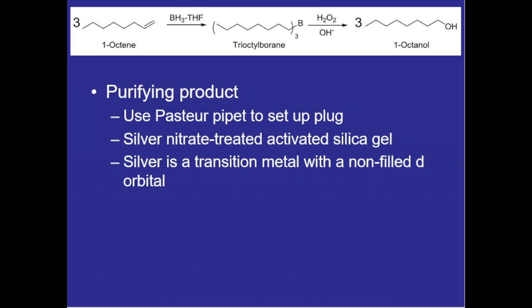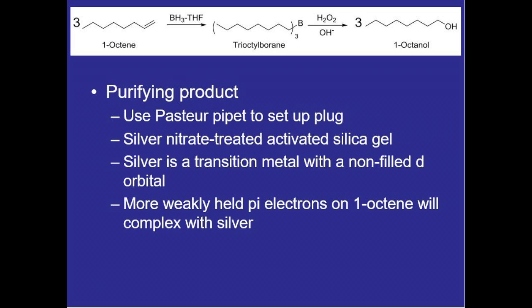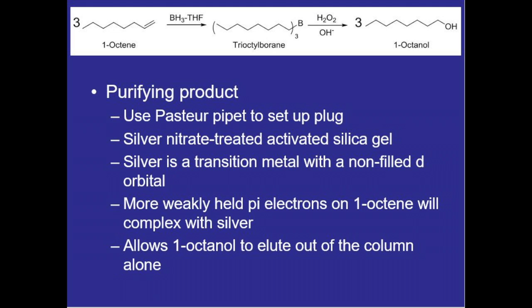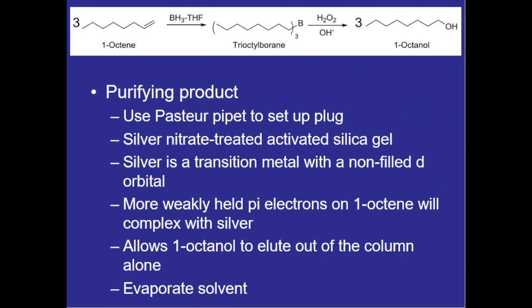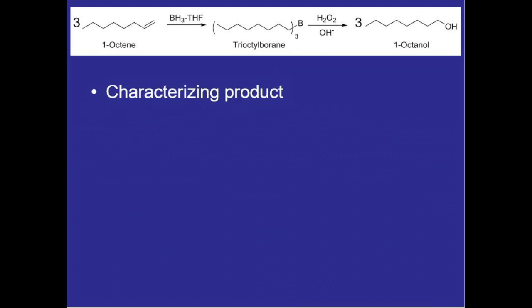But silver is a transition metal with a non-filled d orbital, so when we elute the column, the more loosely held pi electrons on the 1-octene will actually complex with the silver, allowing the 1-octanol to elute out of the column by itself. And once we've gathered about 5 milliliters of solution, we'll evaporate the ether pentane solvent, leaving our purified product. And then we'll characterize that product just to make sure that we did produce the desired 1-octanol by using infrared spectroscopy.